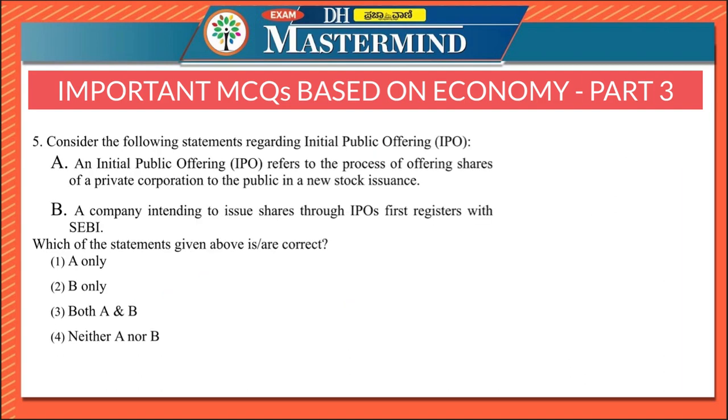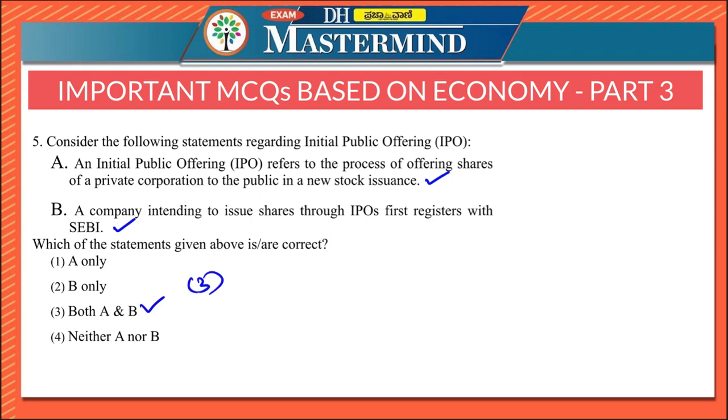The fifth question says, consider the following statements regarding initial public offering. An initial public offering refers to the process of offering shares of a private corporation to the public in a new stock issuance. A company intending to issue shares through IPOs first registers with SEBI. Both the statements are correct here. Therefore, the right option is option 3, both A and B.